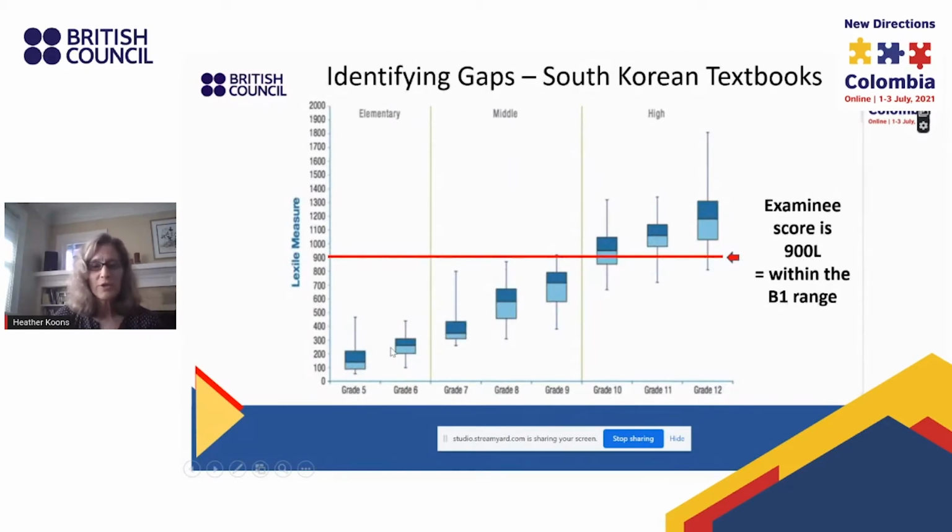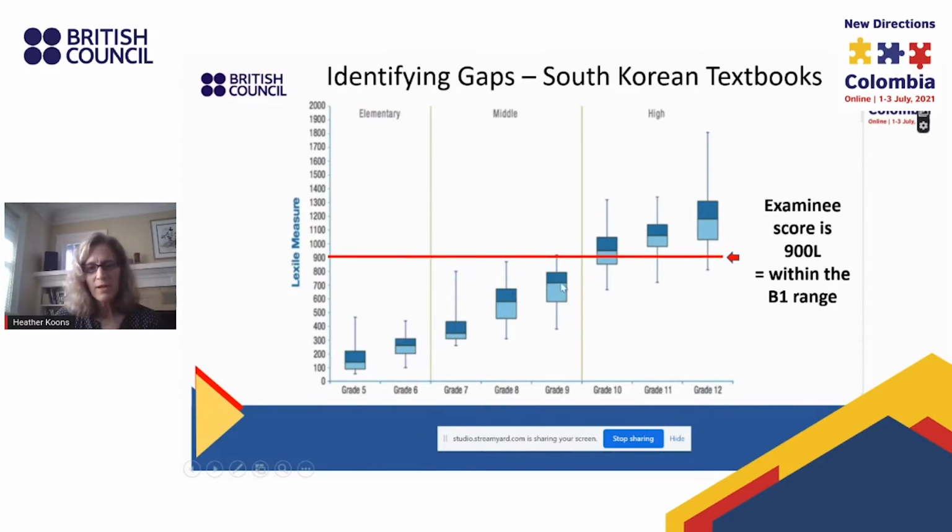So now what I'm going to do is show you some of these text matches. So if you're looking at a larger curriculum now, you can see this is a student who has a 900 Lexile. Okay, that's within the B1 range. So this student could be in any number of grades. So the Lexile measure is not bounded by grade or age.